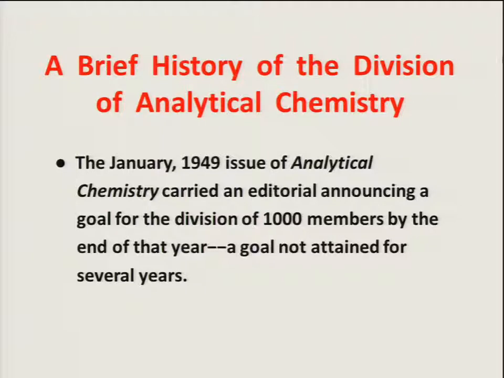The January 1949 issue of Analytical Chemistry carried an editorial announcing that the goal for the division for that year would be getting 1,000 members for the division. Unfortunately, it took several more years for that aspiration to be realized.